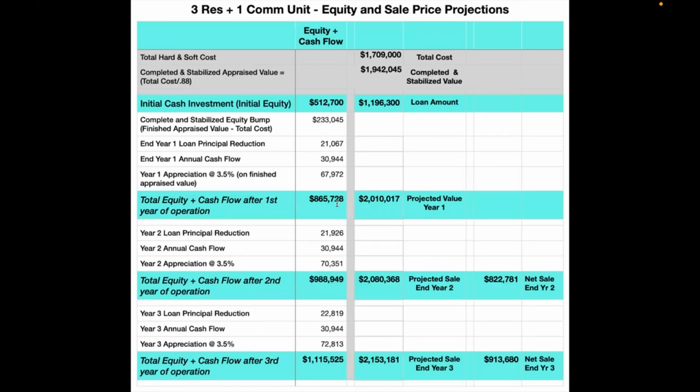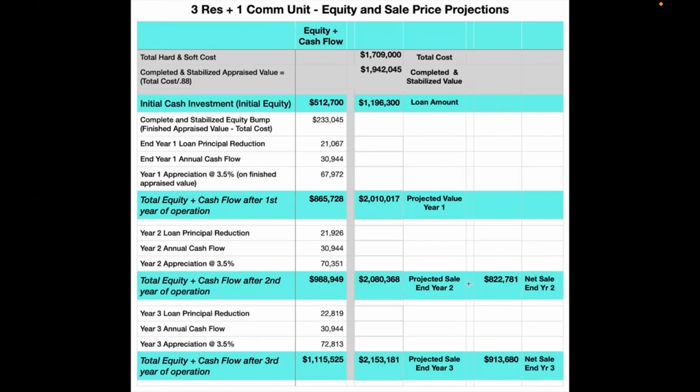So at the end of your second year of operation, you again get the principal reduction that goes up a little bit. I put the cash flow in at the same number here. It could easily be a little bit higher, probably would be. Appreciation at 3.5%. Again, it's based on this $2,010,000, so it's a little more. And now your equity is up to $988,949, so almost double after 2 years of operation. So that is a huge equity bump here. And now you're looking at a value of $2,080,000.